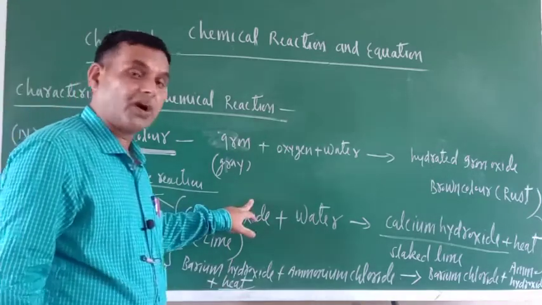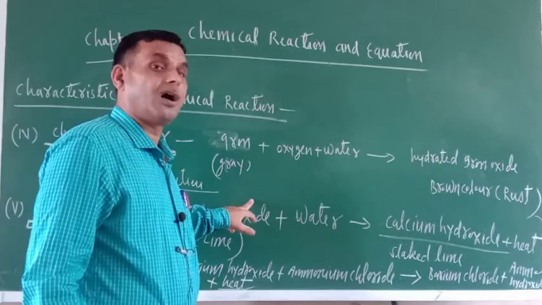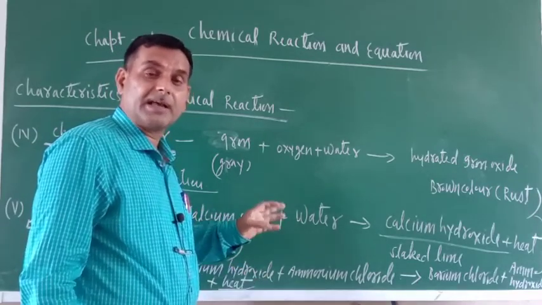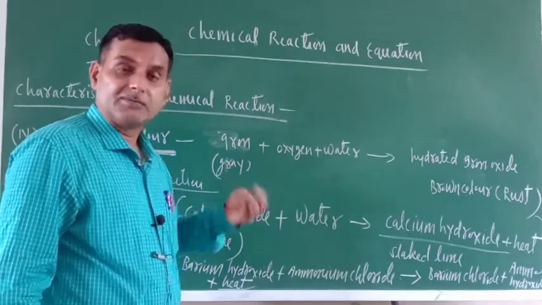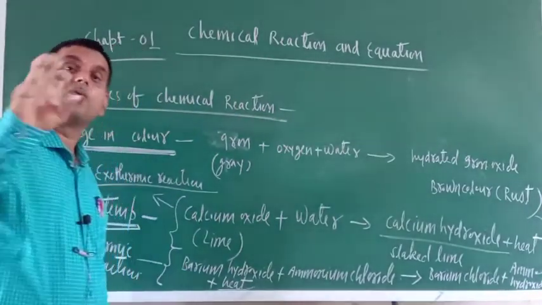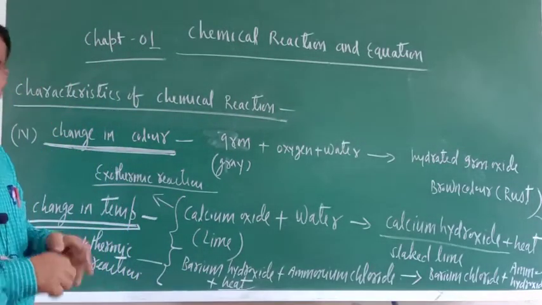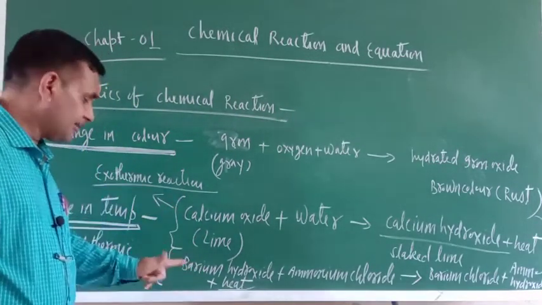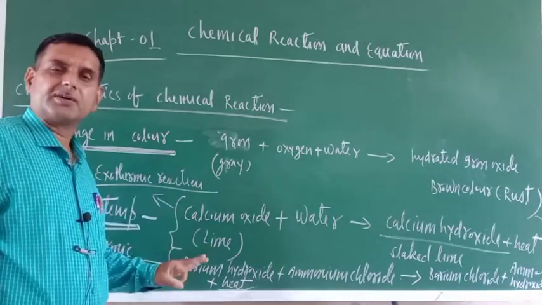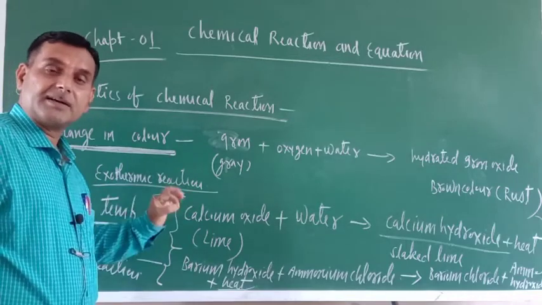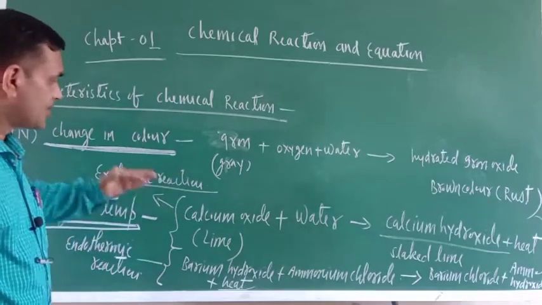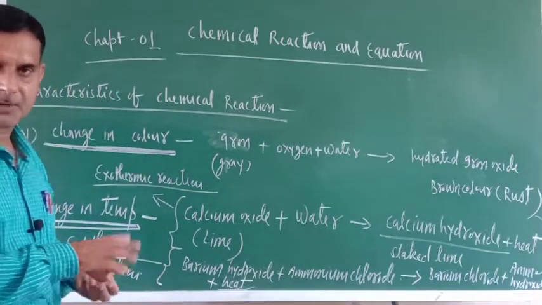Here heat was evolved, that is why the beaker became hot after 5 minutes. Here heat is absorbed, that is why the beaker became cool. This is the only reason this reaction is called an endothermic reaction. During the course of a chemical reaction, in some cases heat is evolved, in some cases heat is absorbed. So these are the 5 characteristics of a chemical reaction.